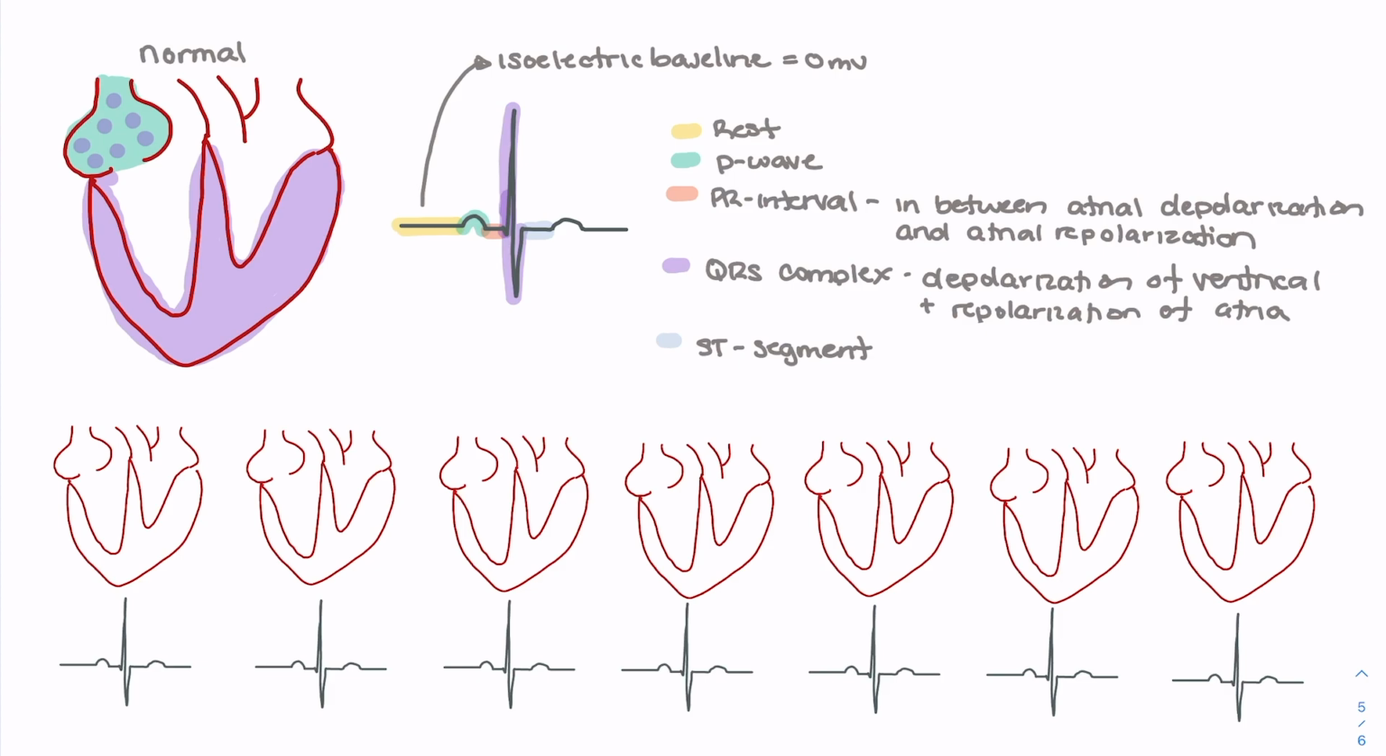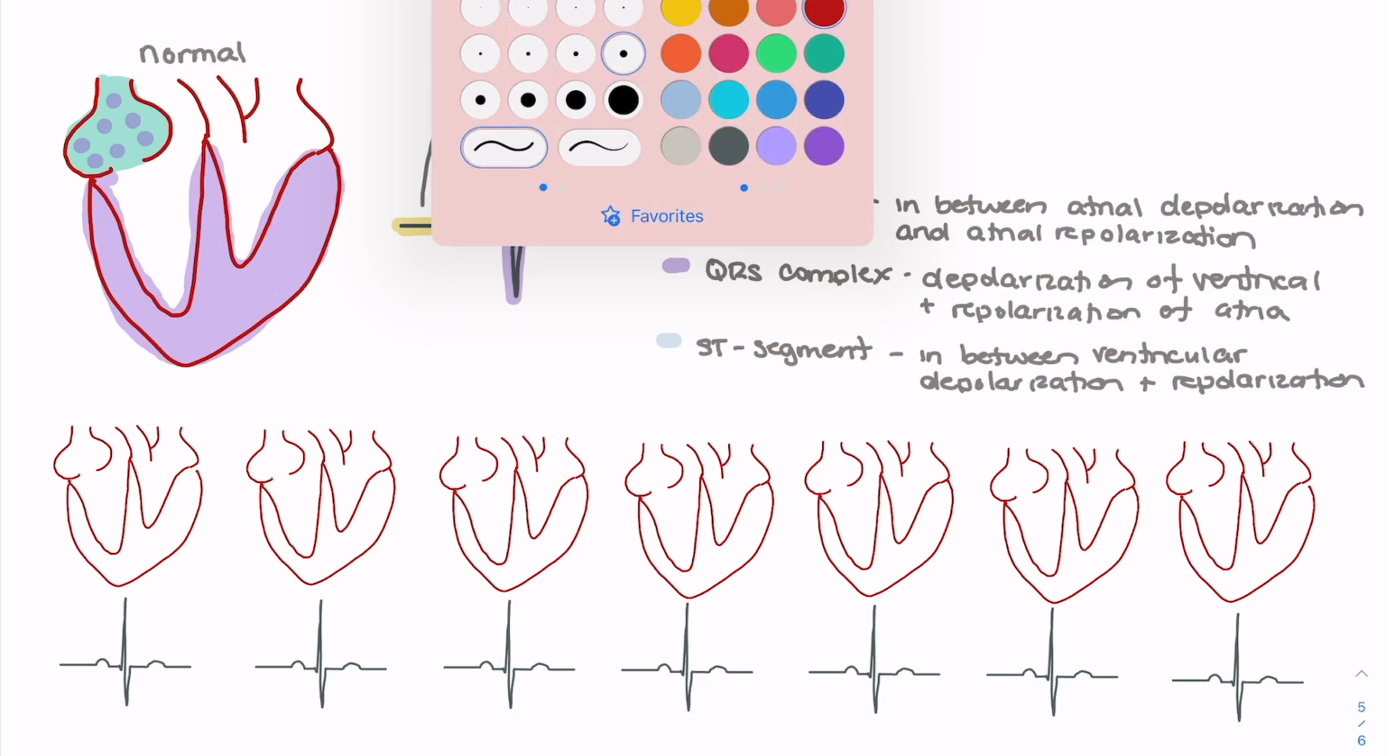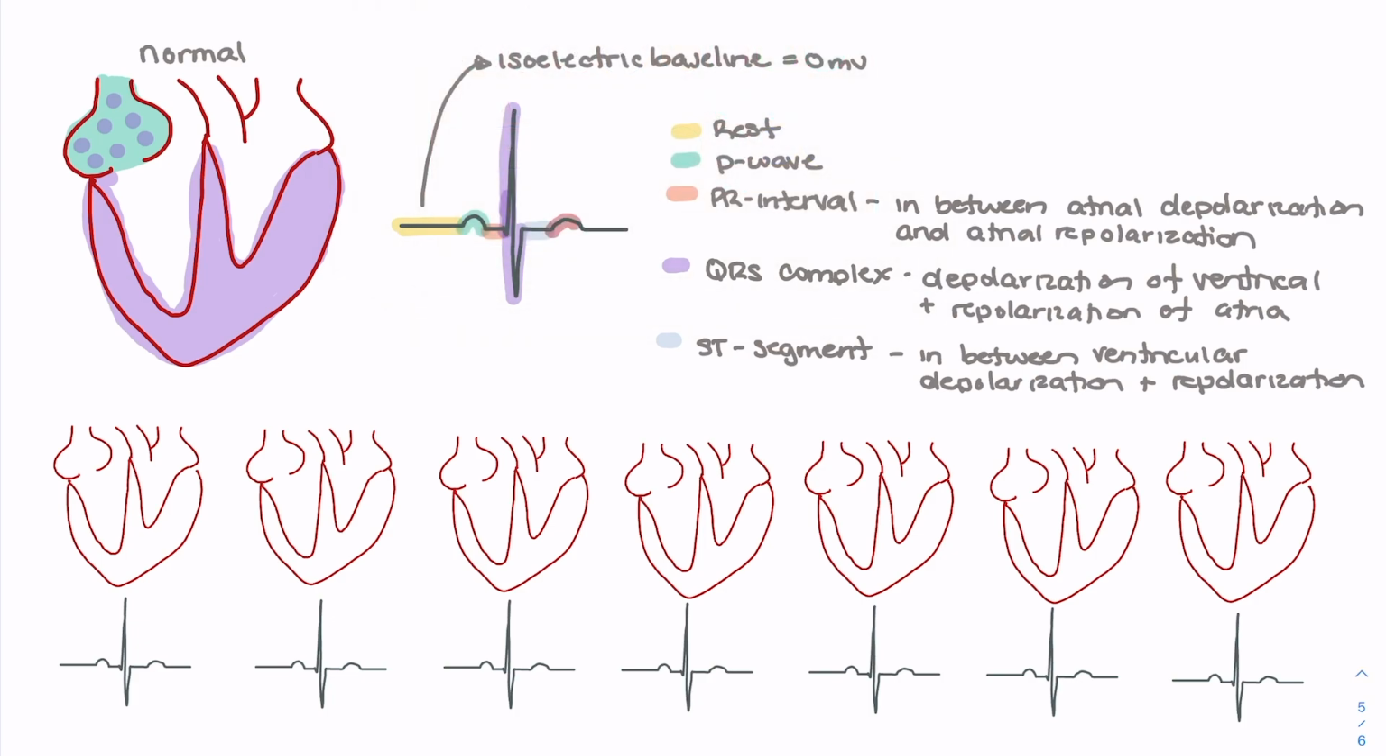So our ST segment, again, is one of those in-between moments, where we're in between ventricular depolarization and then repolarization. And finally, we have our T wave. So when we look at our T wave, we know that the T wave is indicative of ventricular repolarization. So the final piece of this is your T wave, and in that T wave segment, what we're seeing is the ventricle is repolarizing.